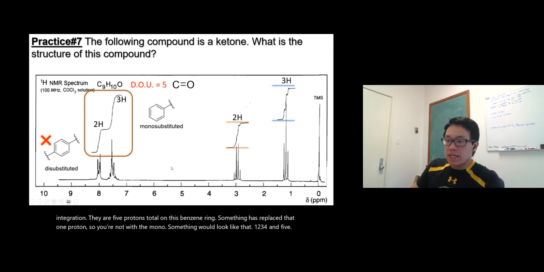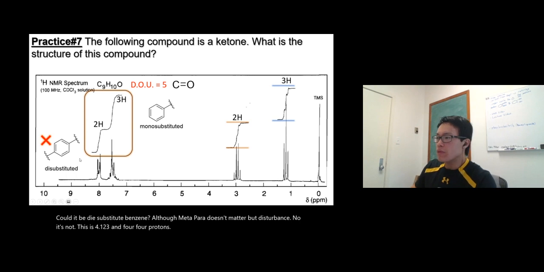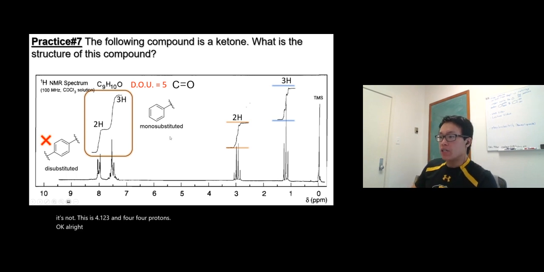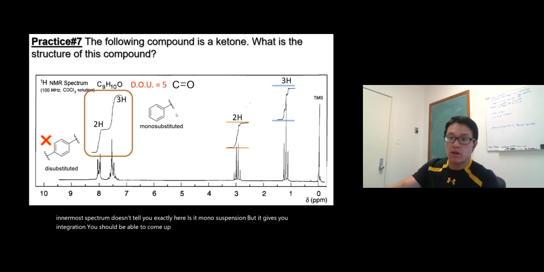Okay? Could it be a di-substituted benzene? Ortho, meta, para, doesn't matter, but a di-substituted benzene? No, it's not. This is 4 protons. 1, 2, 3, and 4. Okay? All right, so on the left side, we know it's a mono-substituted benzene. The NMR spectrum doesn't tell you exactly, hey, this is a mono-substituted benzene, but it gives you integration. You should be able to come up with this being a mono-substituted benzene. So it gives you information indirectly, basically.